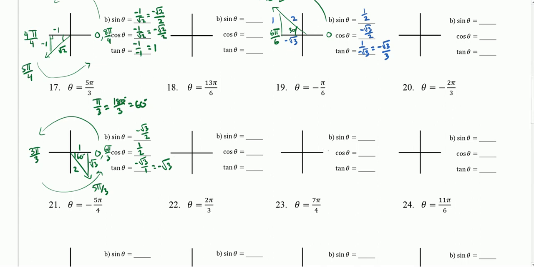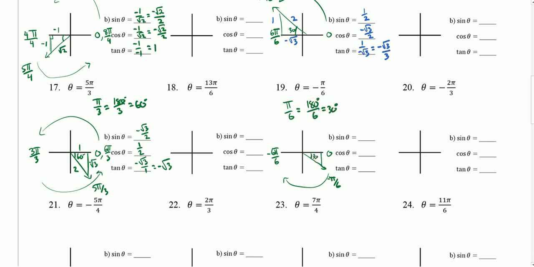Negative pi over 6, this is 0. Going this way, this is negative 6 pi over 6, which is negative pi, or negative 180. So negative pi over 6 is just in quadrant 4. And the reference angle is going to be the difference between 0 and pi over 6, which is pi over 6, which is 180 over 6, or 30 degrees.